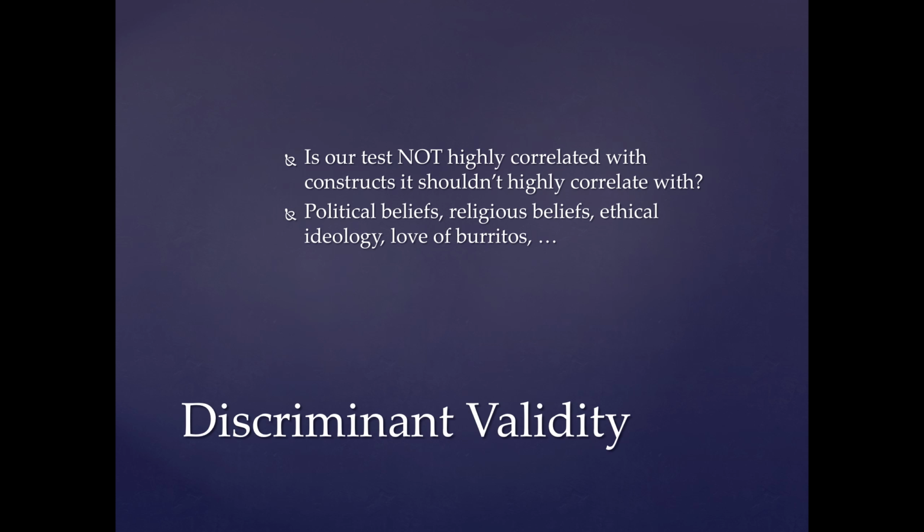Discriminant validity is just the opposite. We don't want our test correlating with things that it shouldn't correlate with. So is our test not highly correlated with constructs that it shouldn't highly correlate with? If there's a relationship between our test results and someone's love of burritos, I'm going to question... well, that would actually be kind of cool, now I think about it, but no, it wouldn't be cool. That would really raise validity issues. If we're trying to create a test, again, validity says that our test measures what it's supposed to measure, and if it's actually measuring something else, then we have obvious discriminant validity issues.